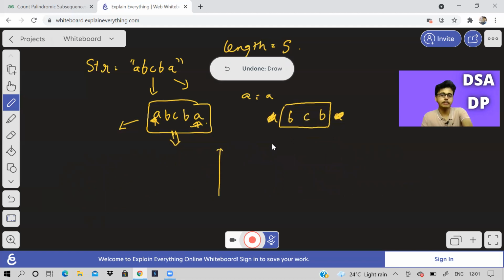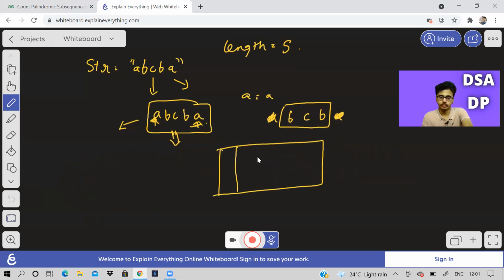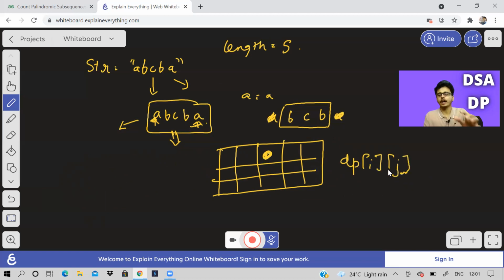So if we have any DP table, and if I consider this cell, suppose DP of I comma j, what will DP of I comma j tell me? What should it tell me? It should tell me the count of palindromic subsequences starting at index I and ending at index j for that particular string. So for that string starting at index I and ending at j, how many palindromic subsequences are present in that?